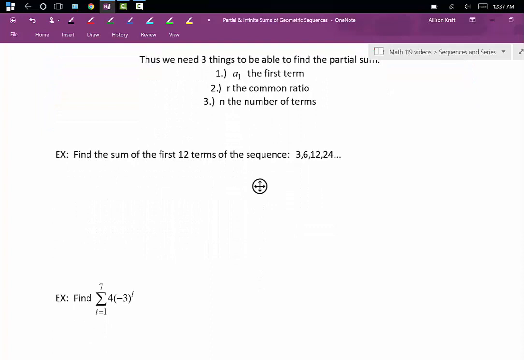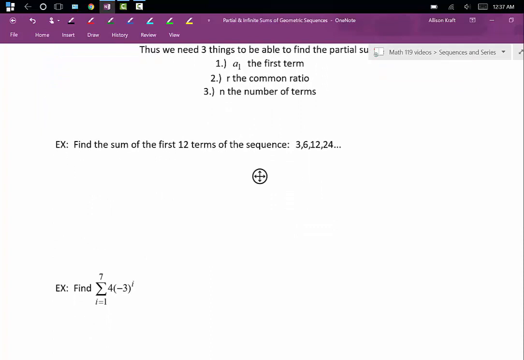Let's find the sum of the first 12 terms of the sequence 3, 6, 12, 24, and so on. Well, let's get the three things we need. We need our initial term, a sub 1, that's given to us, it's 3. We need the common ratio. We know to find that, we take the second term and divide it by the first term. Our common ratio is 2. And lastly, we need the number of terms in the partial sum. We're looking to add up the first 12 terms.